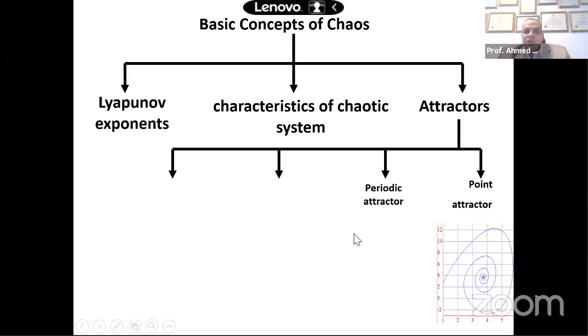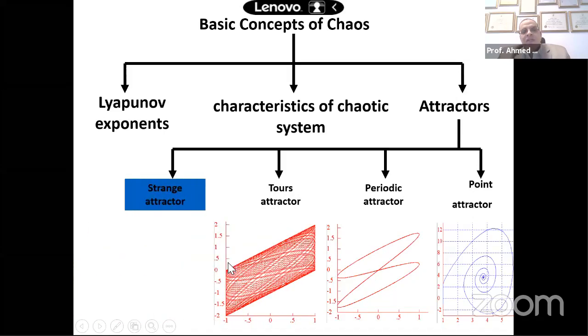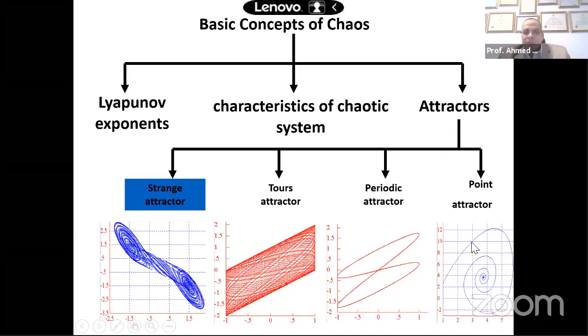If we are talking about the relationship between the two variables, we have different relationships depending on the behavior. The stable behavior gives a point attractor. Then there is the periodic attractor, the torus attractor, and the chaotic one, which is the strange attractor. Strange attractor means the behavior of the points between X and Y, which are two state variables of the system, changes with time. They cannot stop. They are moving all the time and will not repeat themselves at any time.